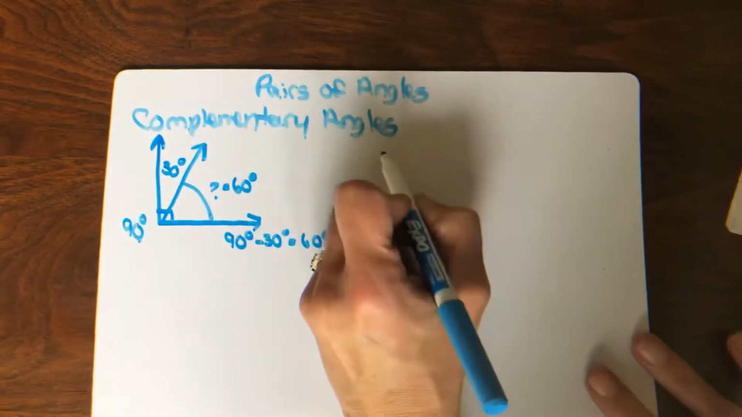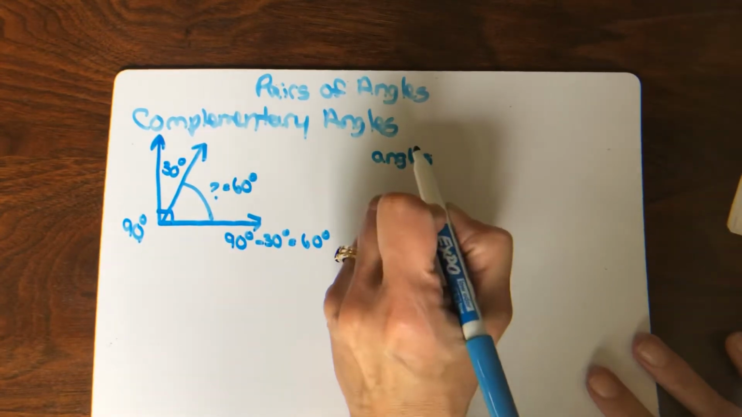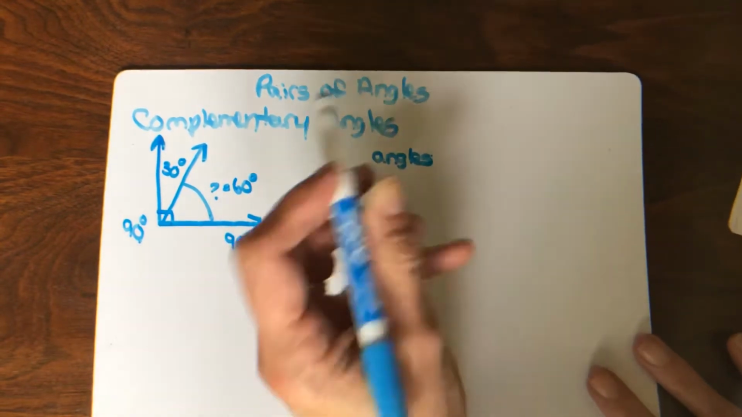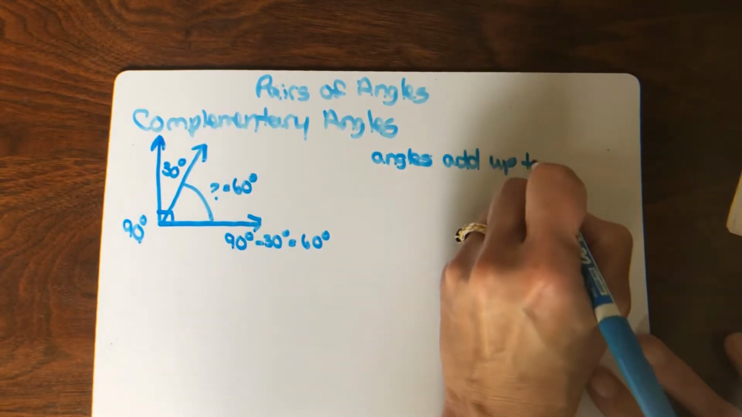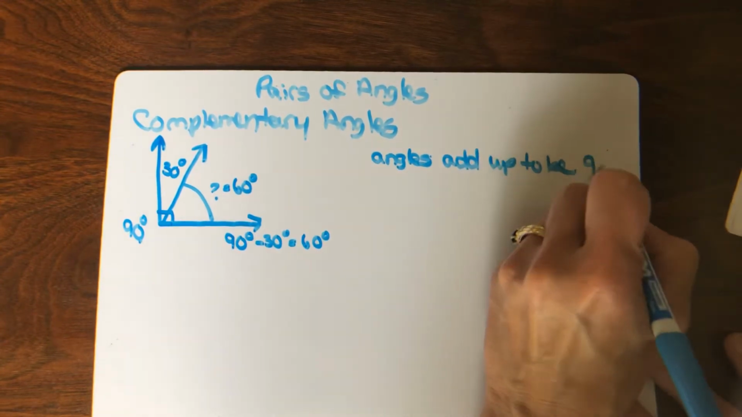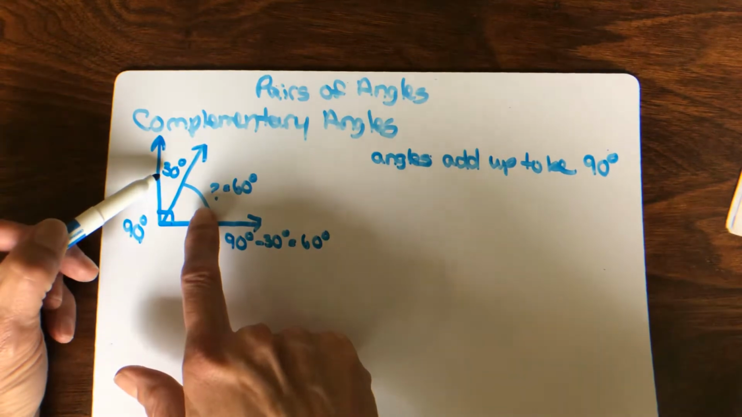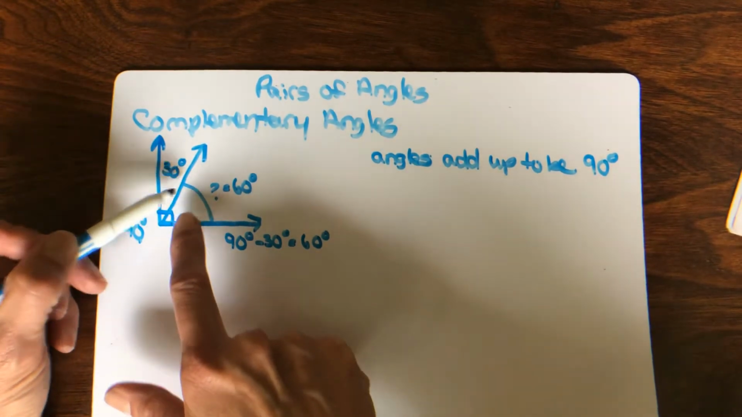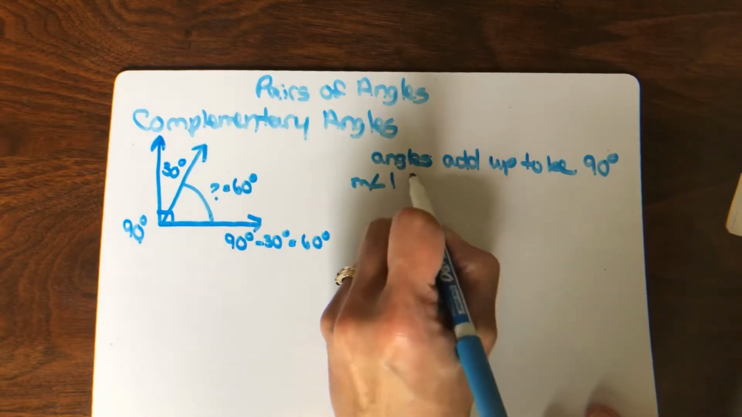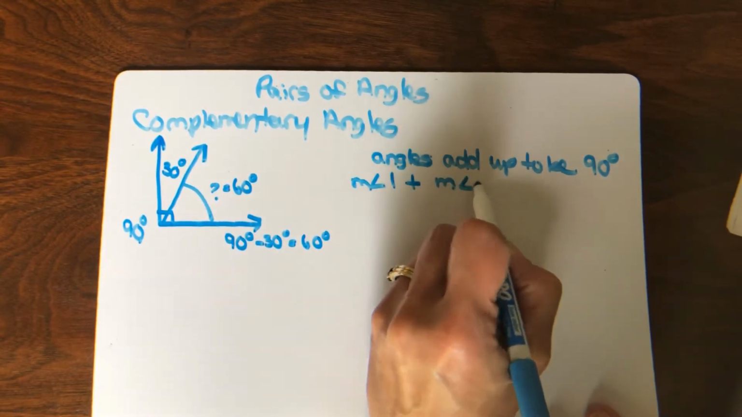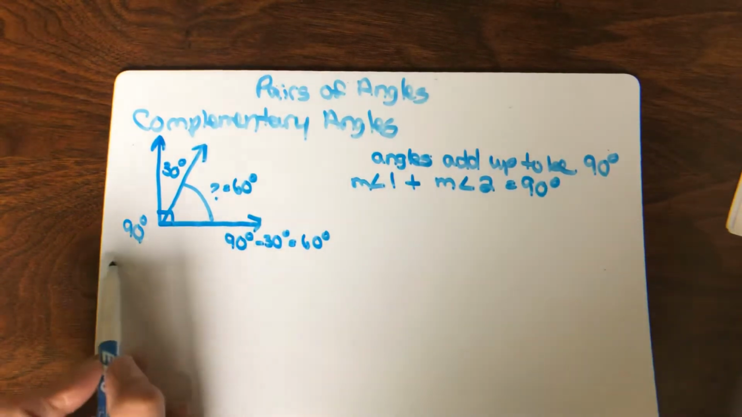And that's what the rule states, is that the angles add up to be 90 degrees. The sum of these two angles is 90 degrees. You add those together. So it looks like the measurement of angle 1 plus the measurement of angle 2 equals 90 degrees. All right, that's the rule.